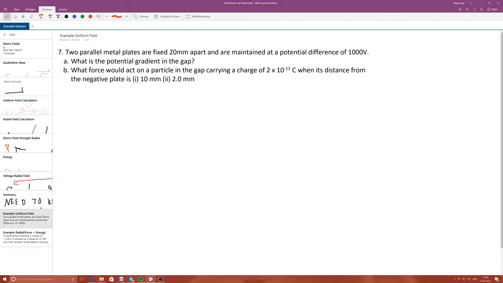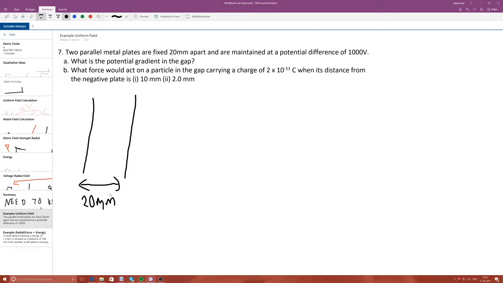It reads, 2 parallel metal plates are affixed 20 millimeters apart and are maintained at a potential difference of 1000 volts. So with questions, it's always the best idea to draw a diagram. So if we draw a diagram, we have 2 metal plates. I'm very bad at drawing. You want to label the diagram. You want to draw it bigger than what I've drawn, because you can really never draw the diagram too big. So the 2 metal plates are 20 millimeters apart, and the potential difference, let's do this in a different color, delta V is 1000 volt.